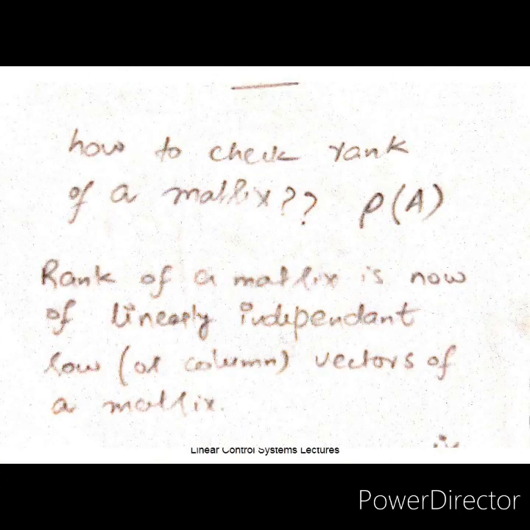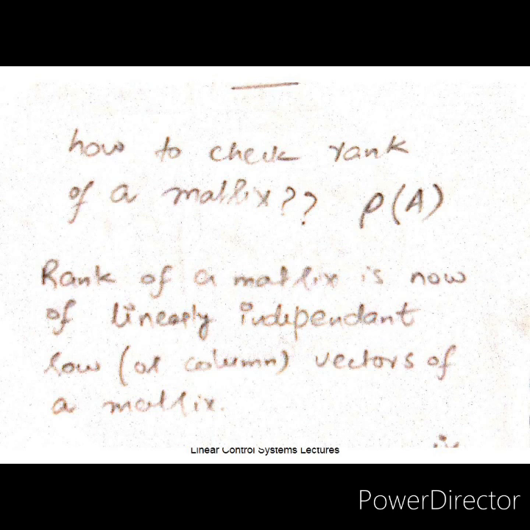Now the question arises, how can we check the rank of a matrix? In our case, that is the controllability matrix, and the question is how we can check the rank of this controllability matrix. First of all, rank of a matrix is the number of linearly independent row or column vectors of a matrix.